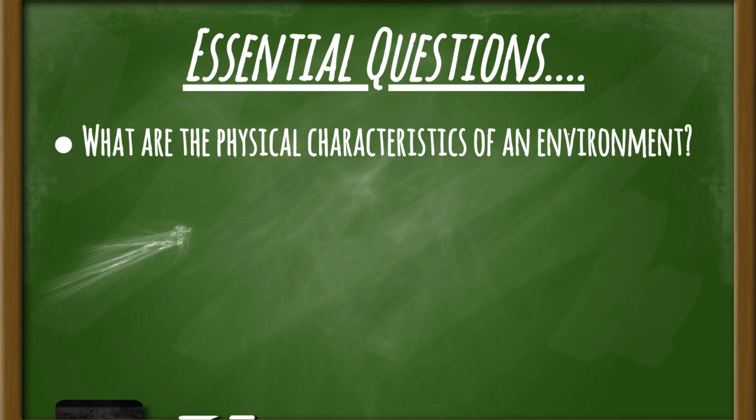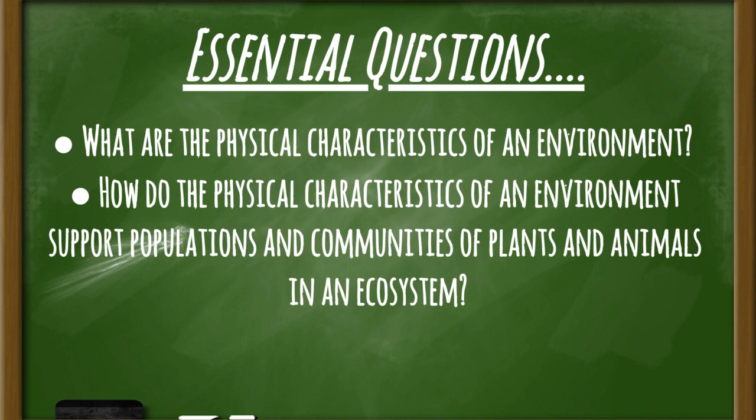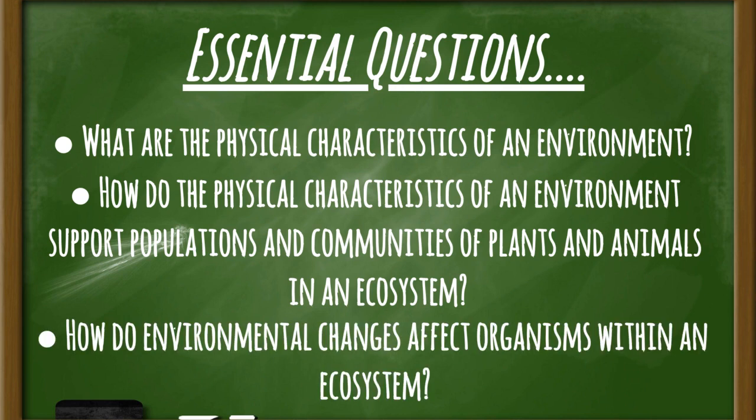Let's look at the second one. This one's a little bit longer, so listen and follow along as I read it. How do the physical characteristics of an environment support populations and communities of plants and animals in an ecosystem? Take a deep breath with me, and let's read that one together. Ready? Here we go. How do the physical characteristics of an environment support populations and communities of plants and animals in an ecosystem?